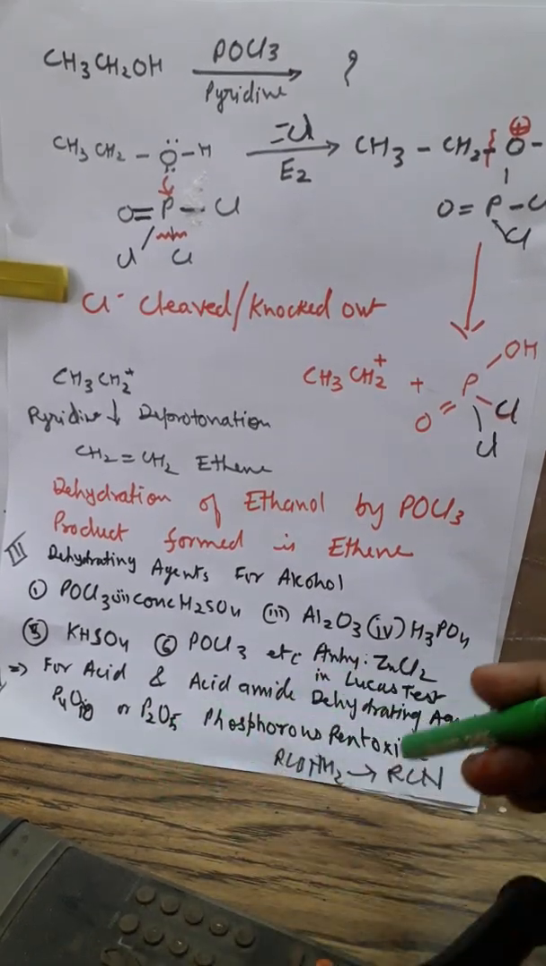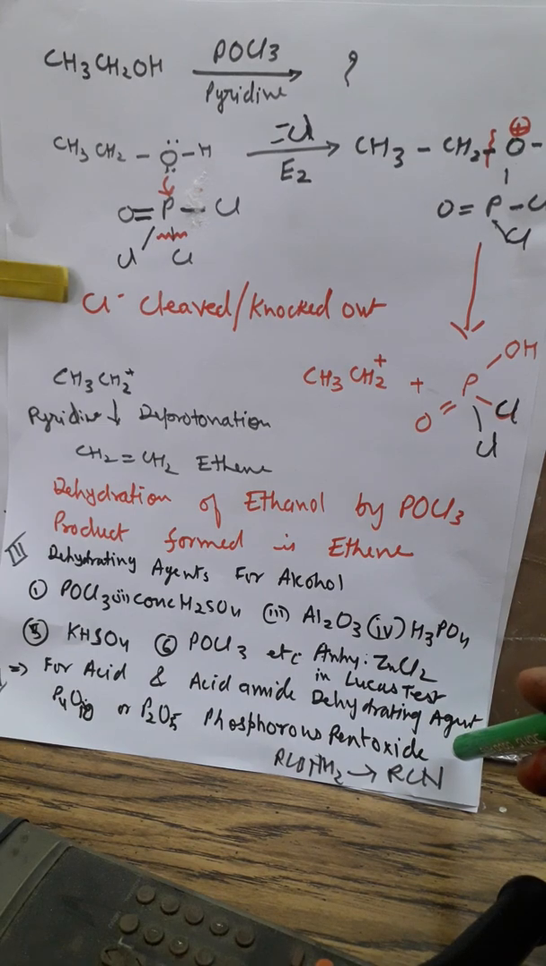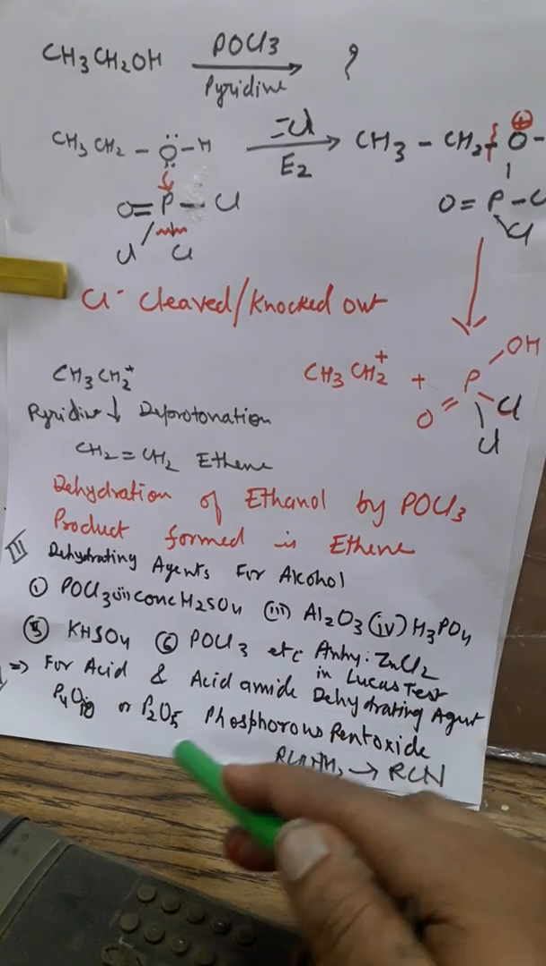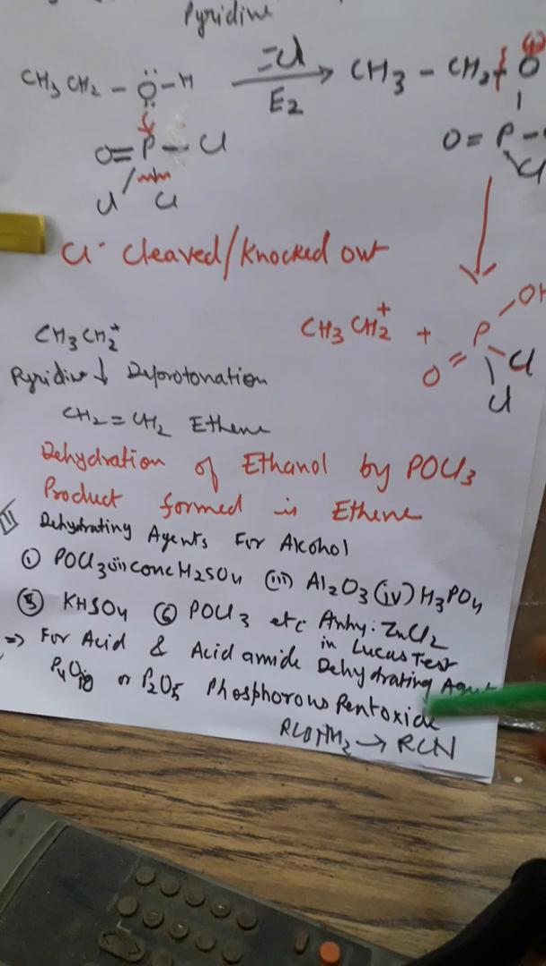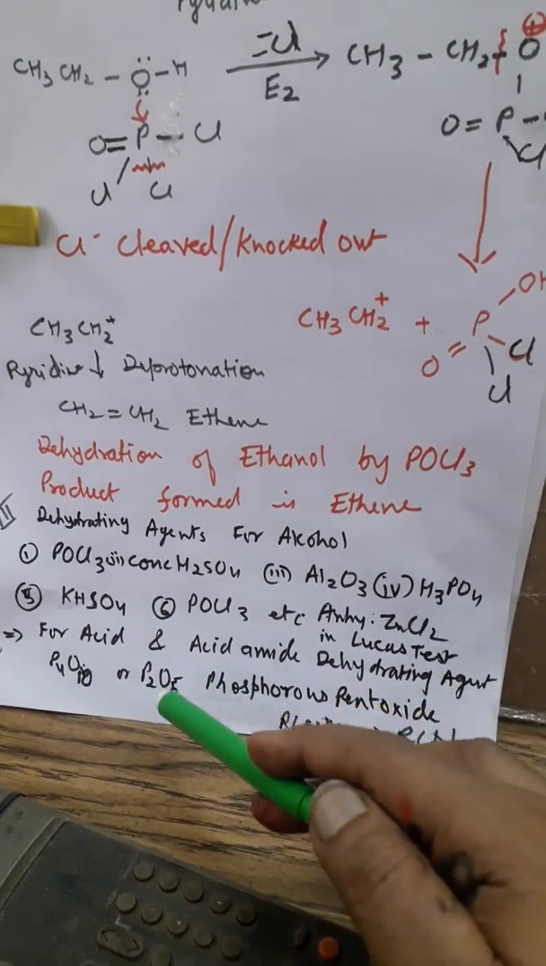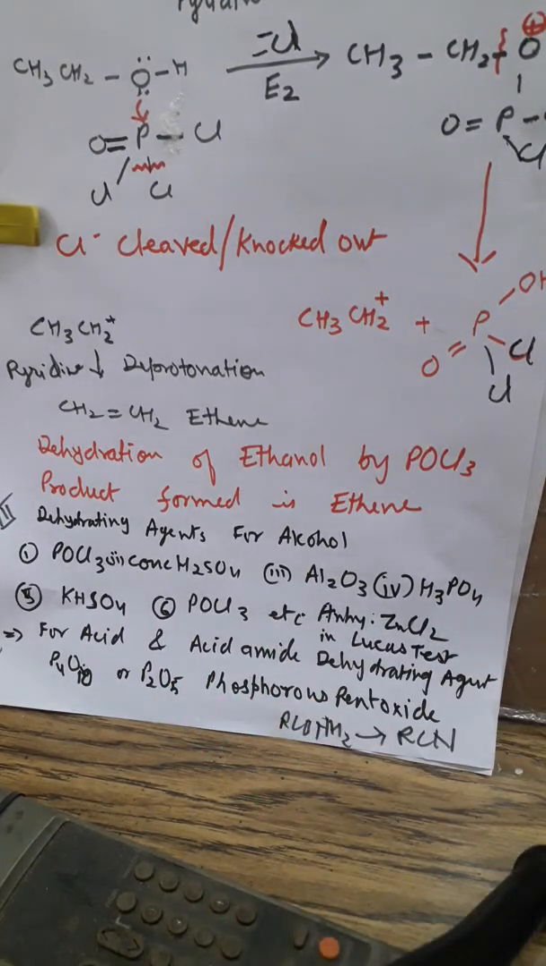For acid and acid amide, which dehydrating agent is used? P4O10, that is phosphorus pentoxide. So acids in the presence of P4O10 are converted into acid anhydrides, and amides are converted into RCN, the nitrile group. Okay, next we have to go for this.